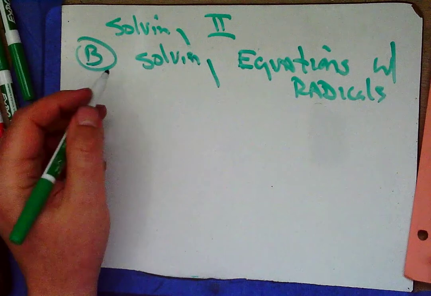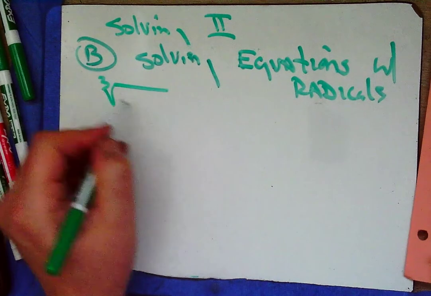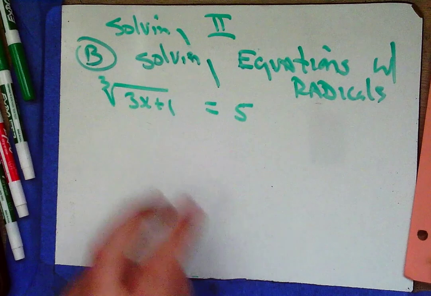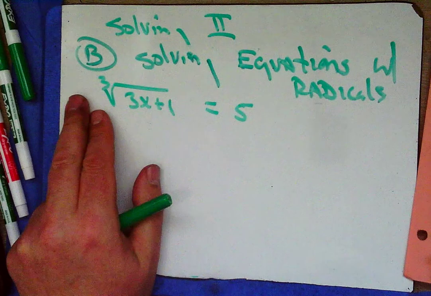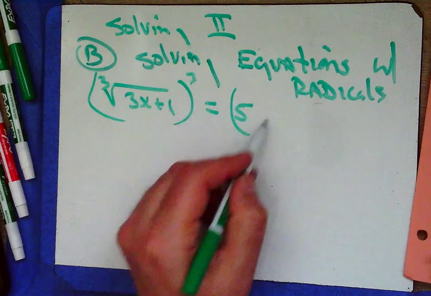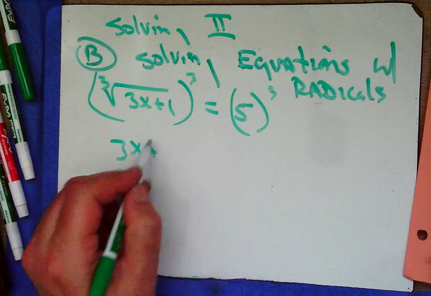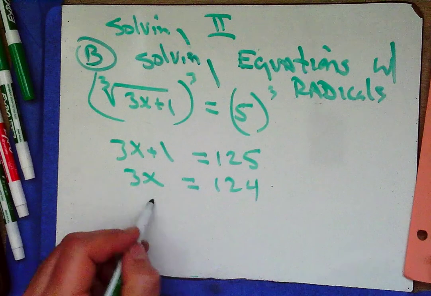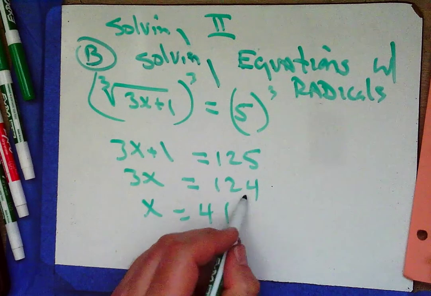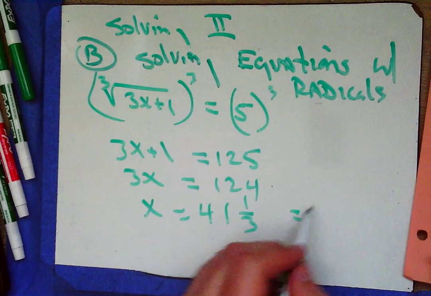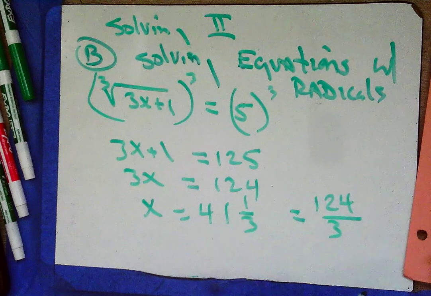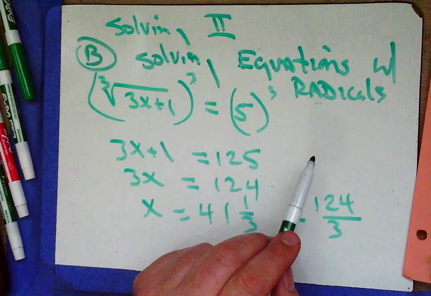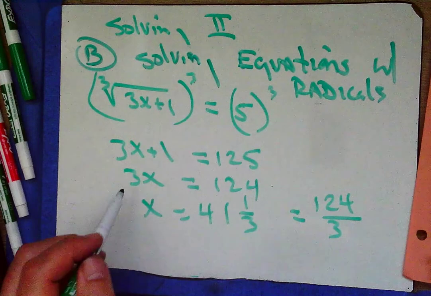So how about this one? Cube root of 3x plus 1 equals 5. What do I need to do to get rid of this cube root? That's right, I need to cube both sides. So I get 3x plus 1 equals 125, or 3x equals 124, or x equals 41 and 1/3. I guess you could certainly write it as 124 over 3 just as well, and that would be fine. And remember, this is cubing both sides. That's not an even power, so this isn't a must check.